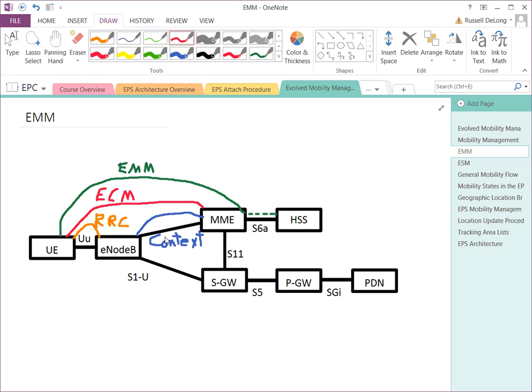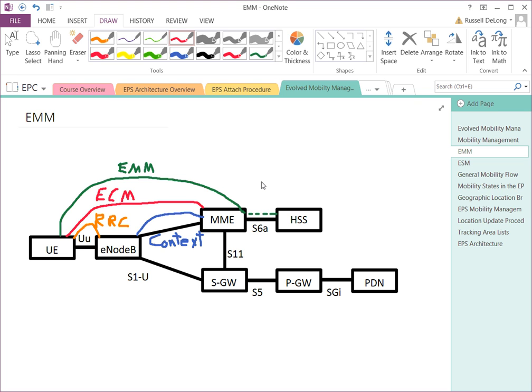EMM messages, so that is all messages between the UE and the MME for the purposes of mobility management, are confined within NAS, or non-access stratum, messages. If you recall from previous videos, all messages, in fact, for signaling between the UE and the MME are enclosed within NAS messages carried across by the eNodeB.